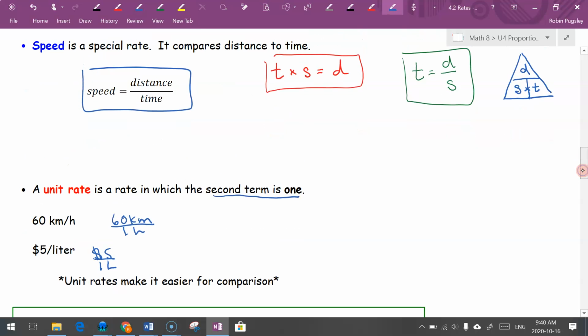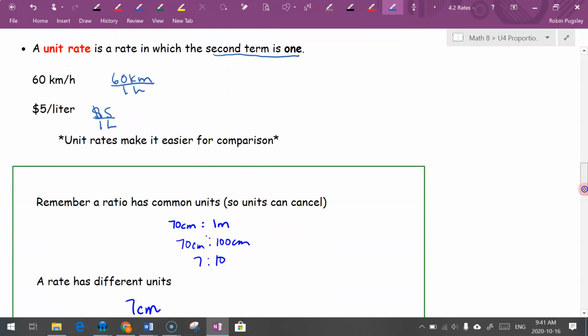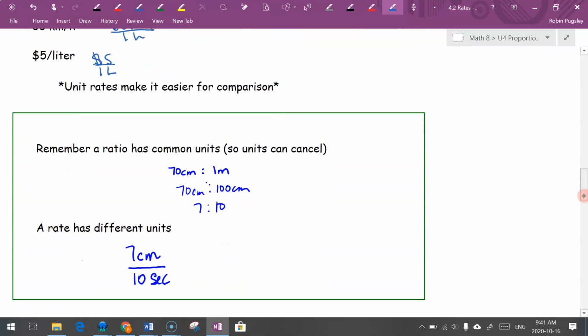We like unit rates because it makes it easier for comparison. If you're going to the grocery store and you want to know what's a better deal, well, if it's buy 5 and you pay this price, well, if you divide by 5 and find out how much it costs per 1, you can compare the 2 deals, if the other one was buy 3 for this price. Okay? So they're great for comparisons. So remember, a ratio has common units so that they can cancel. A rate has different units.